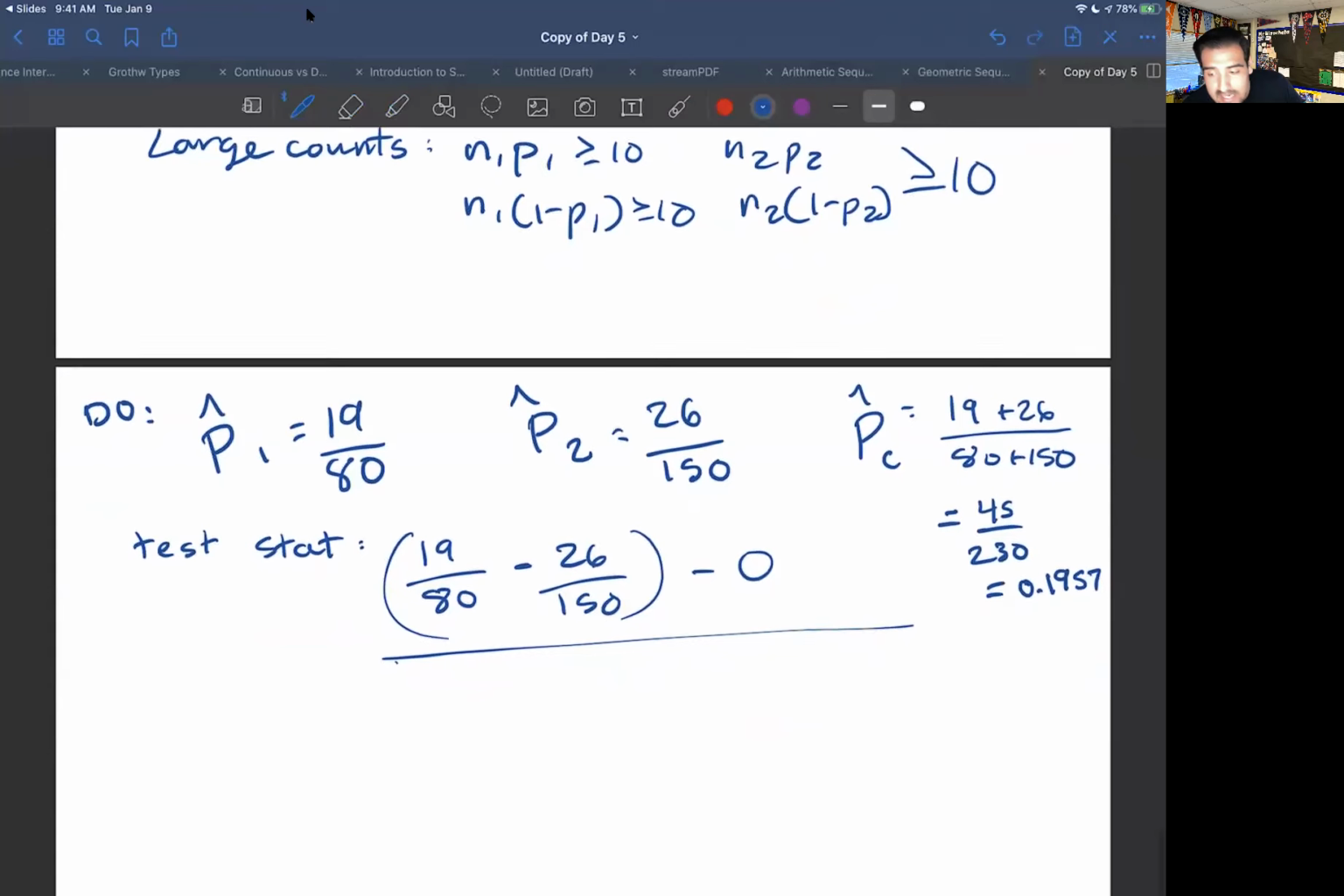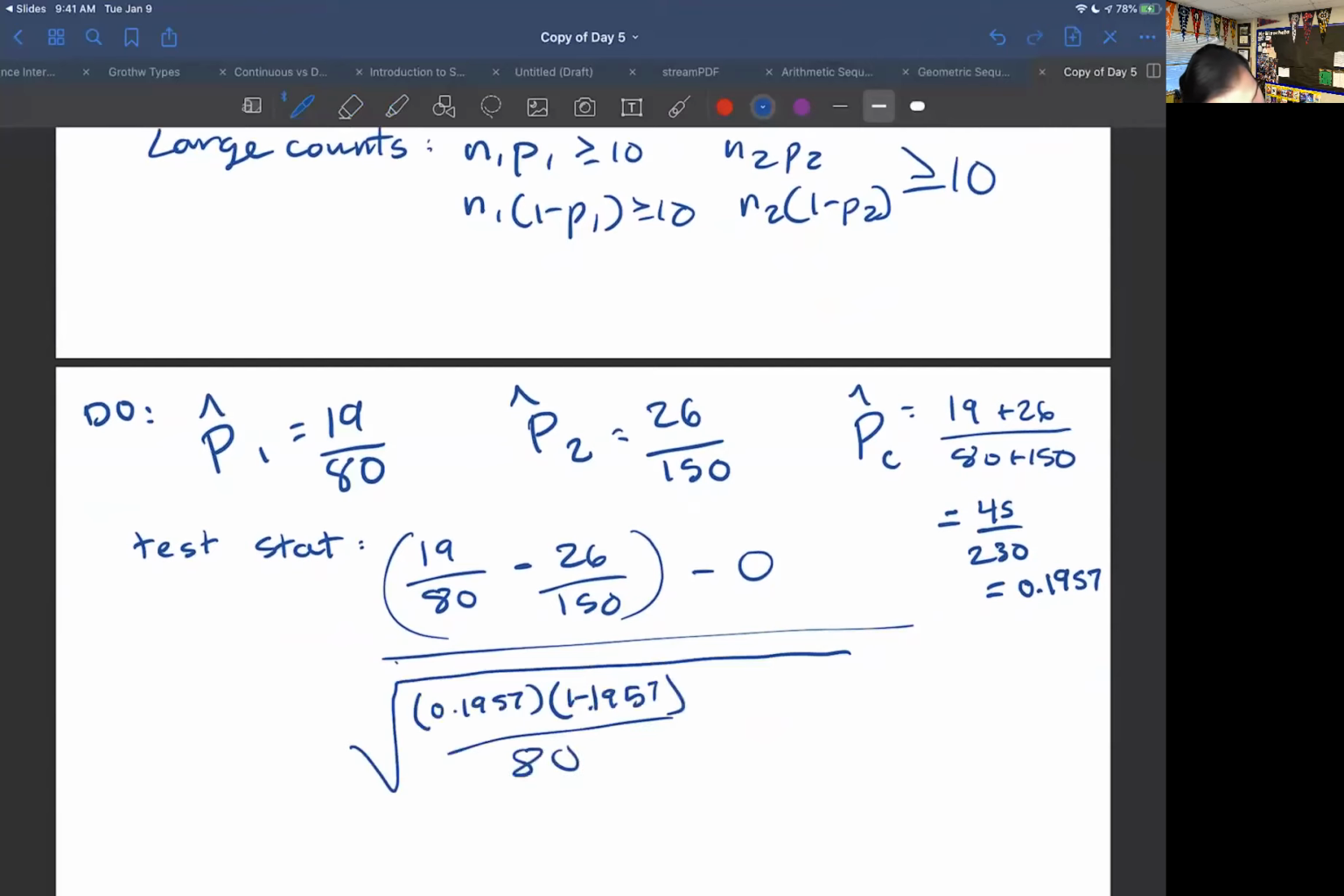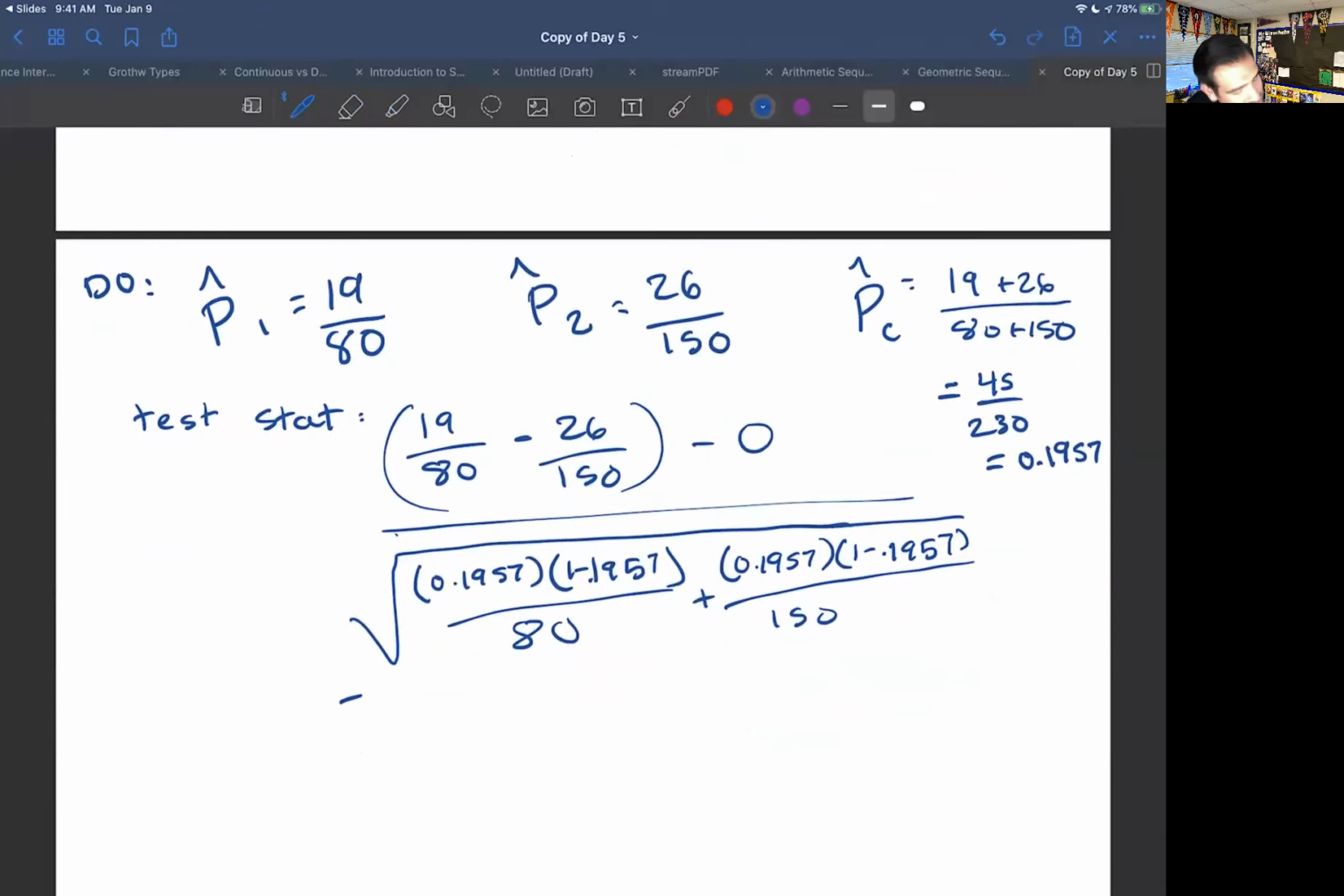Right, I'm going to do the standard error using that value. And instead of writing it all out, well, I'll write it out this time. Right, we have 19.57 times 1 minus 19.57 all over 80 plus 19.57 times 1 minus 19.57 all over 150, right? Plugging that into our calculator, we are going to get a test statistic of 1.17.